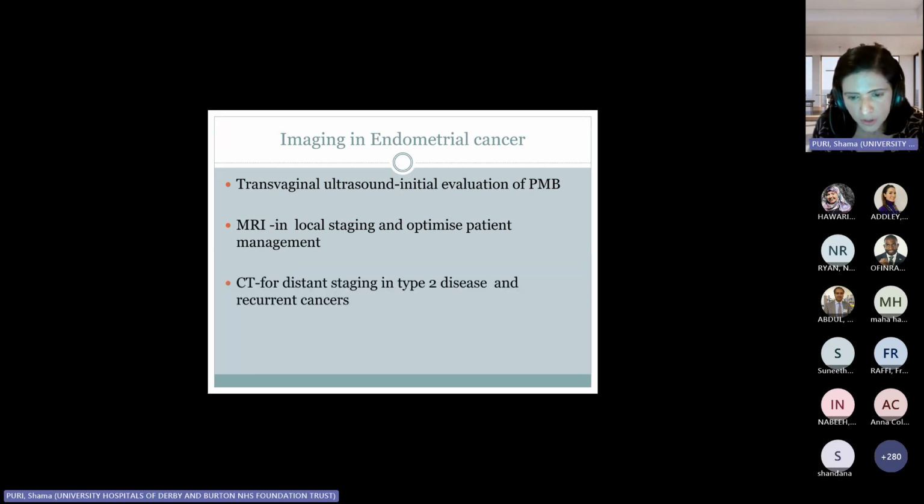CT is not good for local staging and is only used for detecting distant metastases, usually in type 2 disease and also in recurrent cancers. And then PET-CT has got a role when the endometrial cancer recurs. We don't use it in primary staging of primary endometrial cancer.